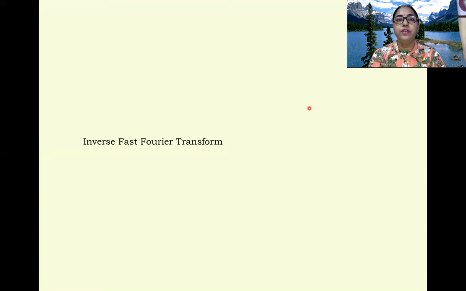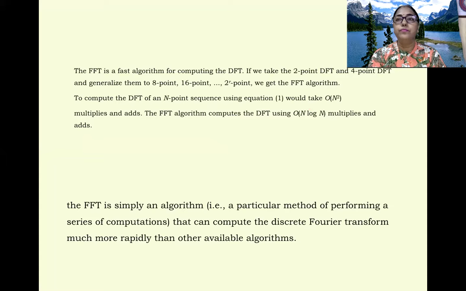Inverse fast Fourier transform. The FFT is a fast algorithm for computing the DFT. If we take the 2-point DFT and 4-point DFT and generalize them to 8, 16 and onwards, we get the FFT algorithm. To compute the DFT of an n-point sequence using the equation will take O(n squared) multiplies and adds. The FFT algorithm computes the DFT using O(n log n) multiplies and adds.